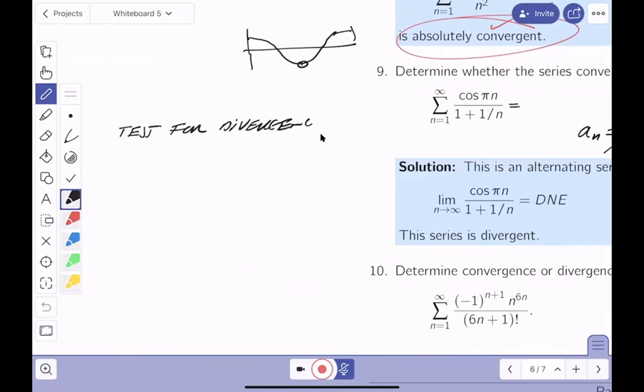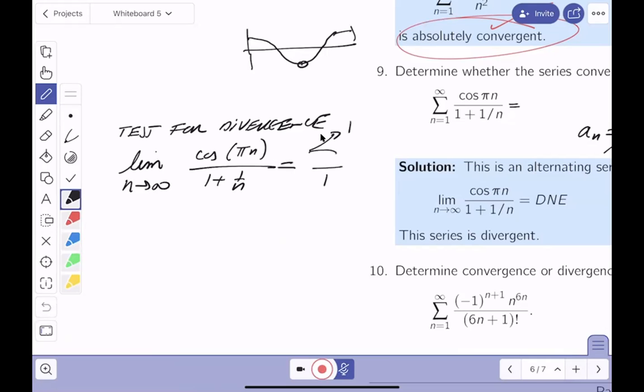That couldn't be any easier, by the way. So how do you do a test for divergence here? Limit as n goes to infinity of cosine(pi n) over 1 plus 1 over n. Well, the limit of the bottom is really easy. It's just 1. What does the top do? It bounces back and forth between 1 and minus 1. So what's my limit? The limit is DNE.